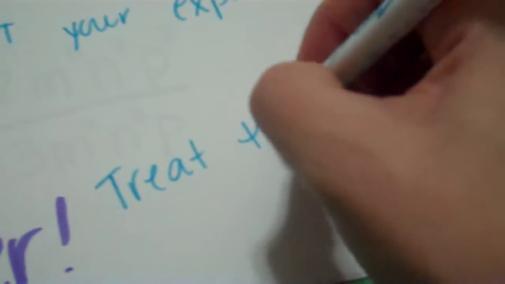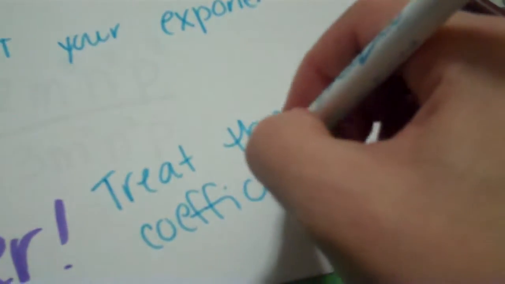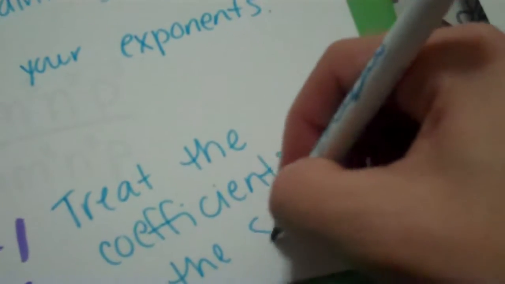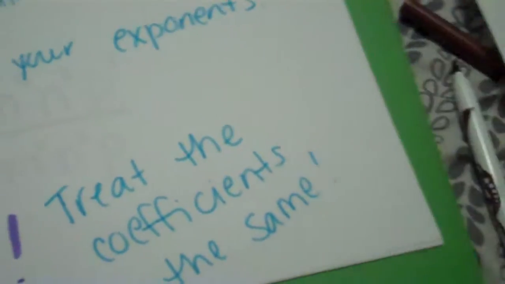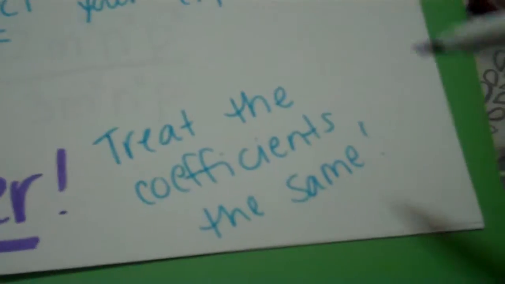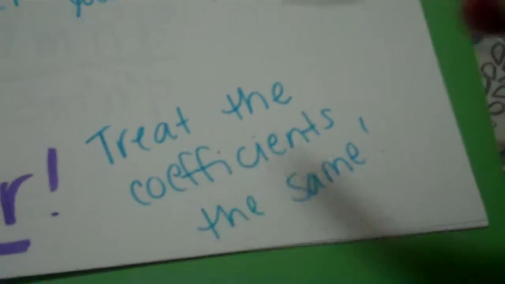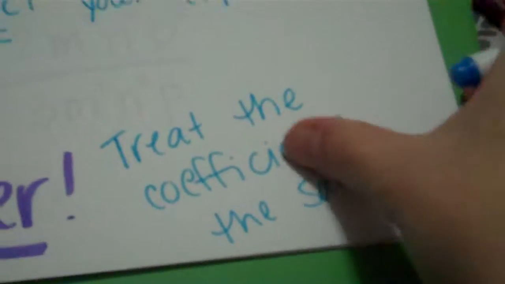And then remember, the key thing is that you treat the coefficients the same. Treat the coefficients the same. Okay, and what I mean by that is, if it's 10 divided by 2, you're going to actually divide them. Okay, you're not going to subtract those numbers. All right. So let's look at some examples here.